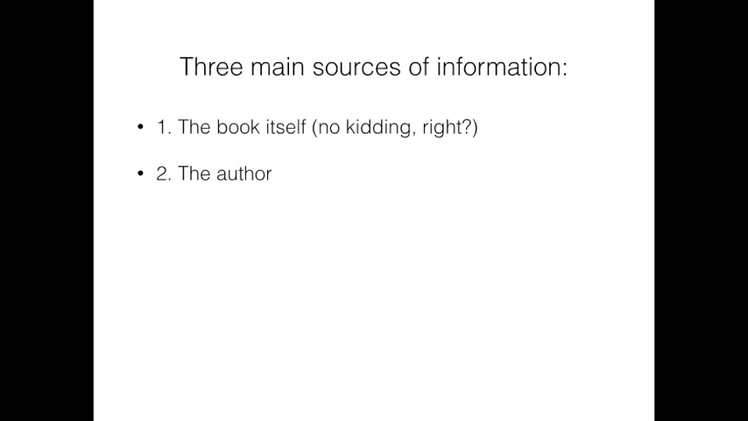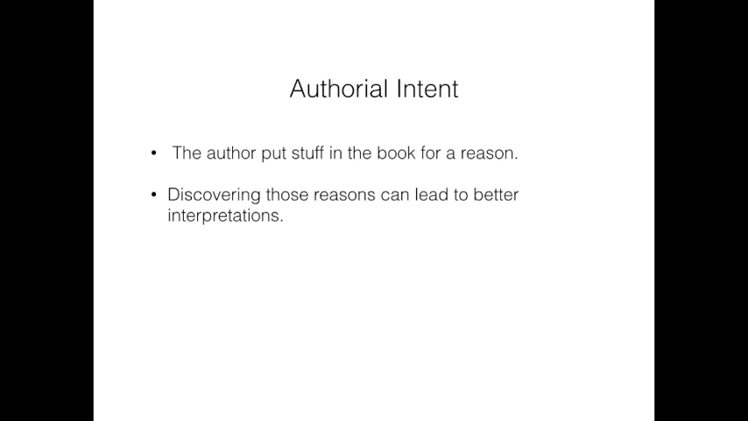The second source of information you can use when analyzing a text is the writer's life and other works. This type of analysis is sometimes called authorial intent. Basically, this school of thought argues that 1. the author had a reason for putting what he or she did in the book, and 2. that discovering these reasons can lead to a more complete and accurate interpretation of that book.